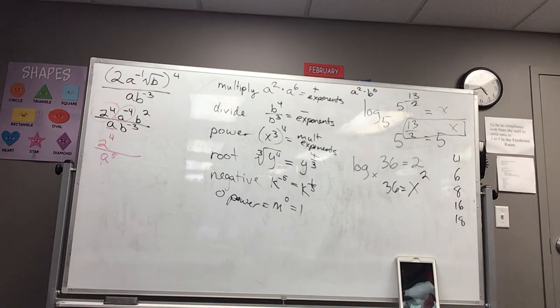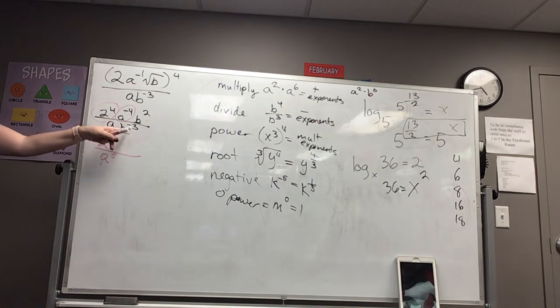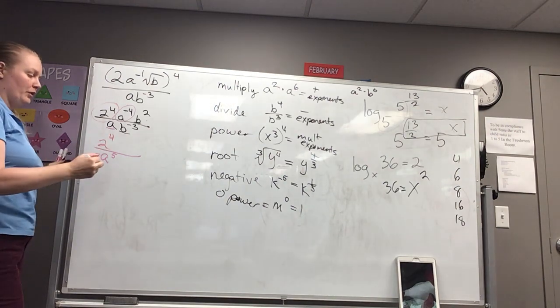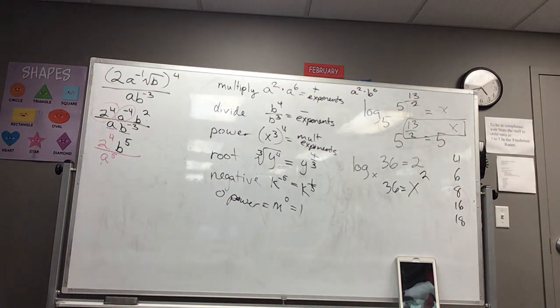And then finally, we look at our b. We have -3 down here. We have +2 up top. Negatives are the ones that move. So this moves up to the top. We already had b to the second power, now we have 3 more of them, so we have b to the 5th power as well.